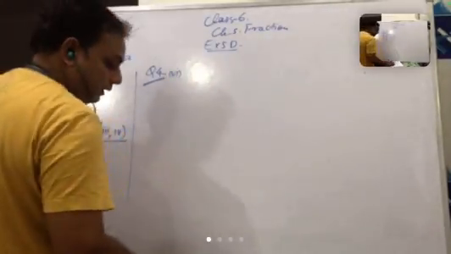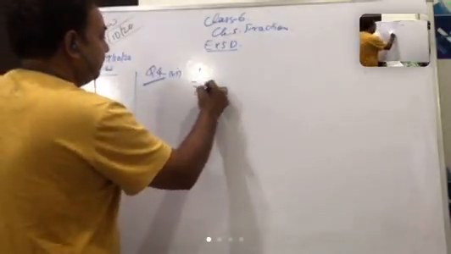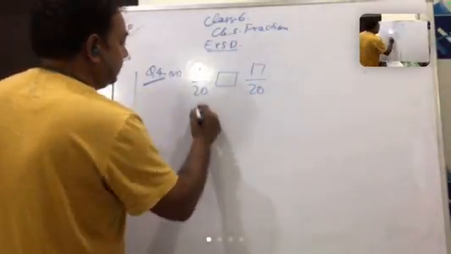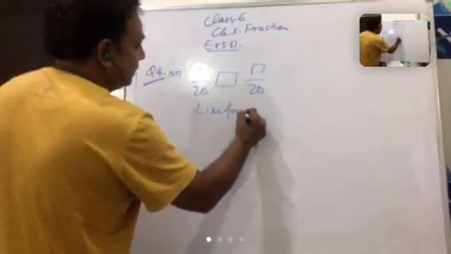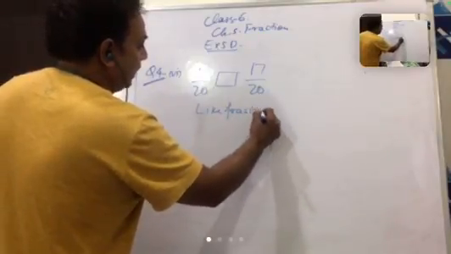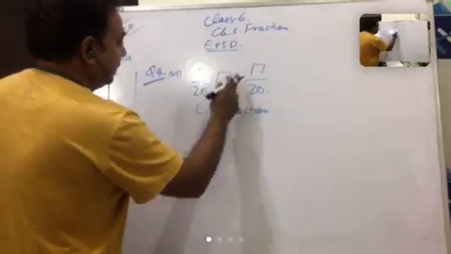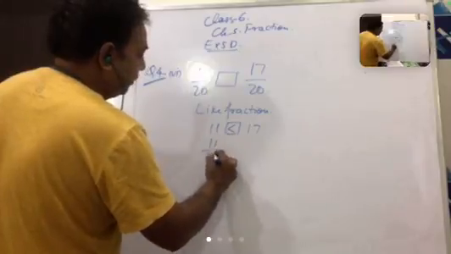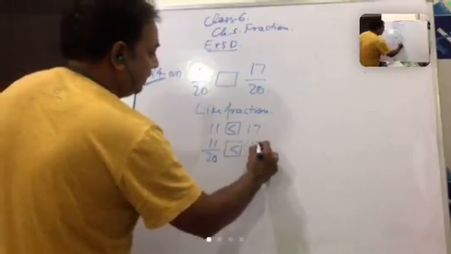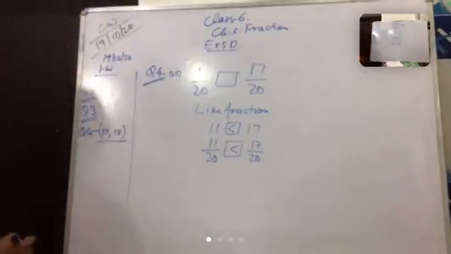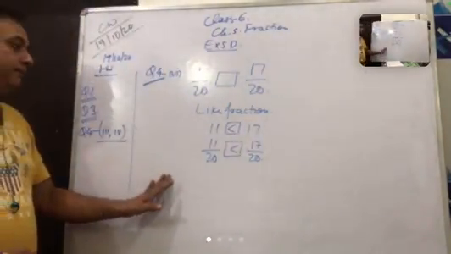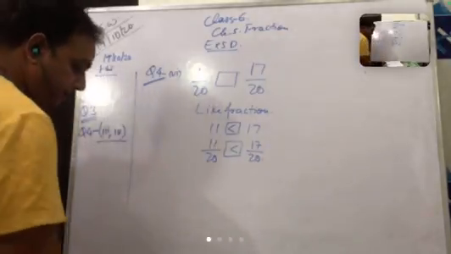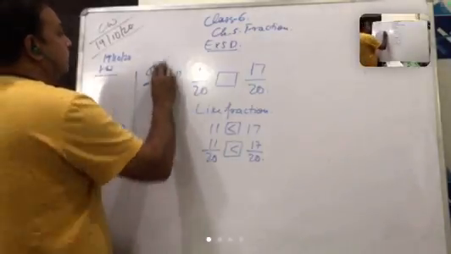And do the last part also. This is the sixth part, 11 upon 20 and 17 upon 20. It is a like fraction, then we just compare the numerator. 11 box 17, 17 is greater. Then we write 11 upon 20 is less than 17 upon 20. Clear? Copied? Good.